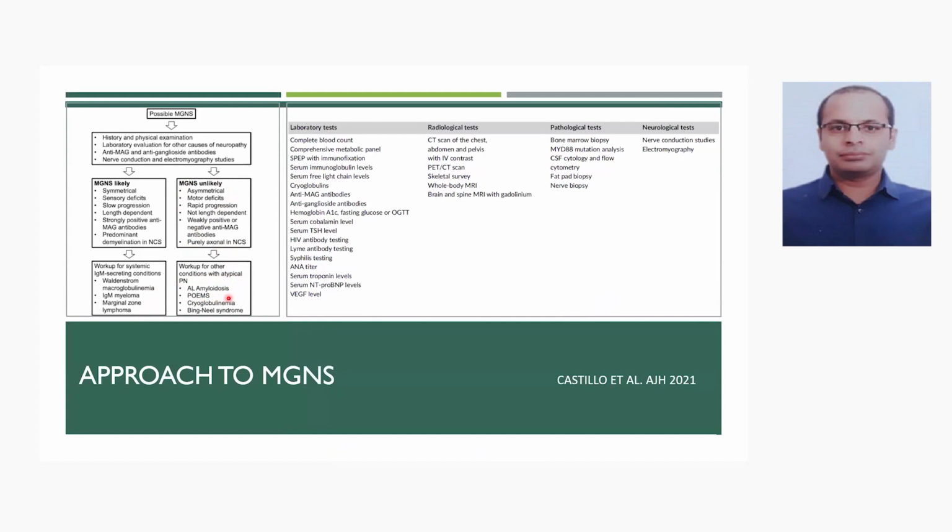A host of tests are available, including lab tests. Radiologically, you can look for plasma cell clone and deposits otherwise. Pathologic tests will be for diagnosis of myeloma, Waldenstrom, or POEMS. So you can have bone marrow biopsy, fat pad biopsy, or nerve biopsy. And NCS and EMG will be early tests in such scenarios.